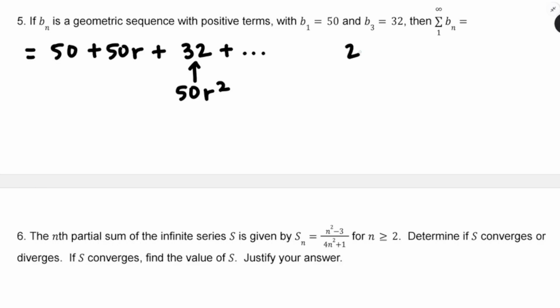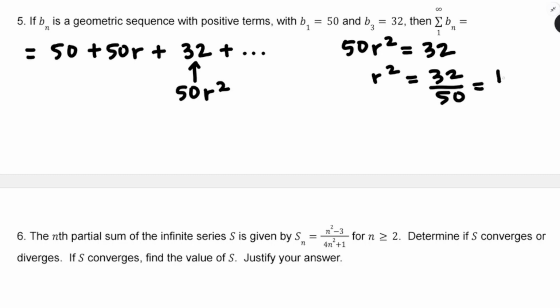And since I know that's 32, that's an equation I can solve. So 50r squared equals 32. Okay, so I'm going to divide by the 50. And this is definitely a situation where if you simplify, then your life is a lot better. These are both even numbers, so 16 over 25, and then you realize, okay, if r squared is 16 over 25, r is either going to be 4 over 5 or negative 4 over 5.